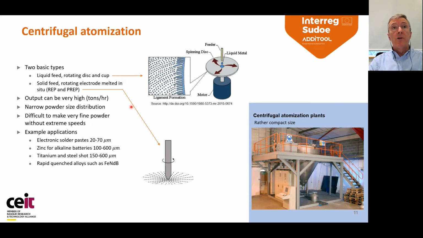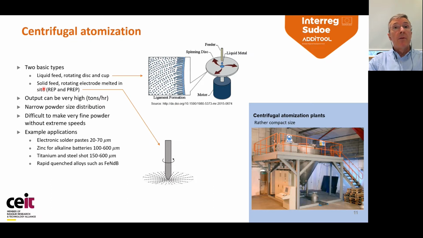In centrifugal atomization, what you do is you pour liquid metal on top of a rotating disc or cup, and the liquid forms a very thin sheet by centrifugal force, which at the edge becomes ligaments that break up into droplets, which are quite similar from one to the other. And that is why this method produces a very low spread of particles.